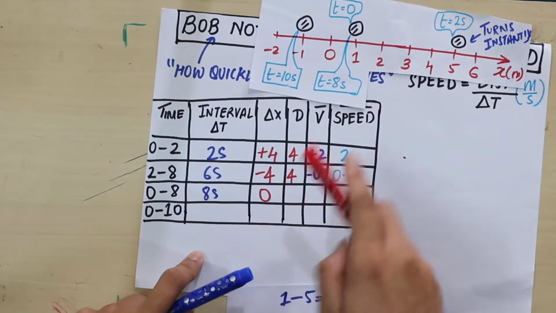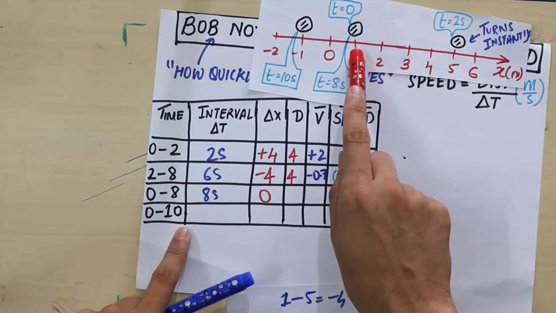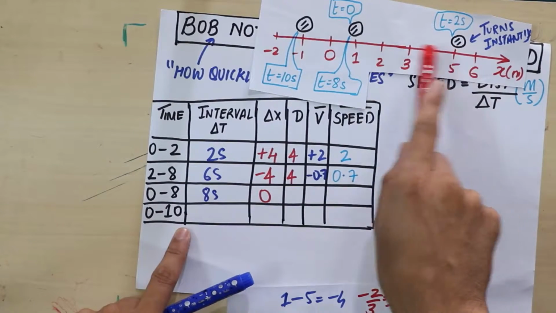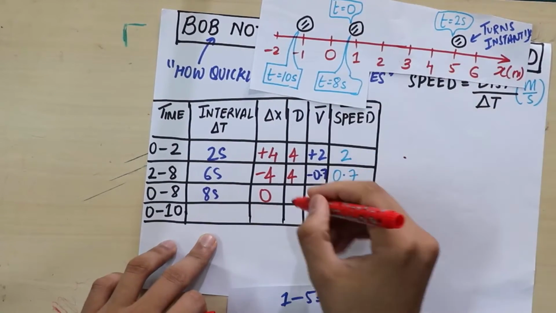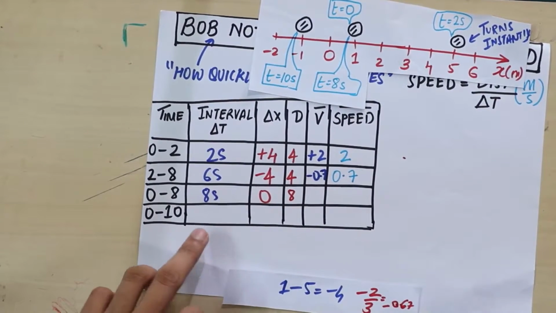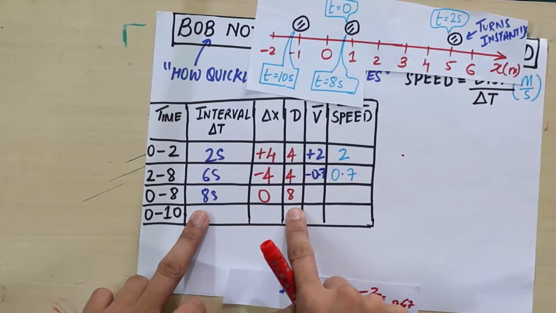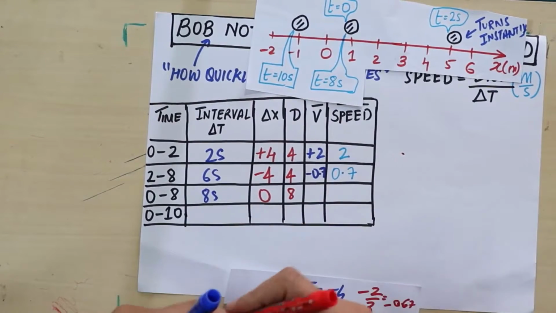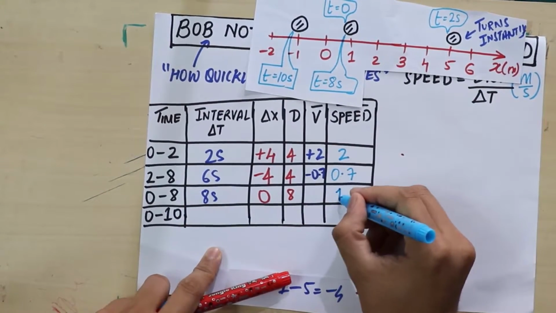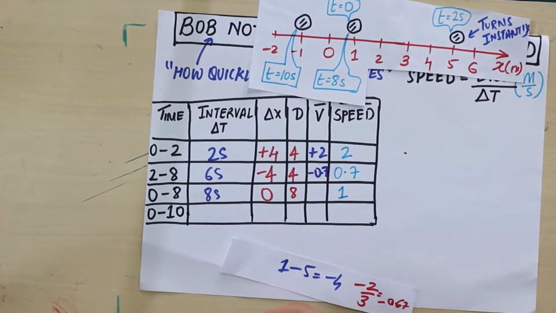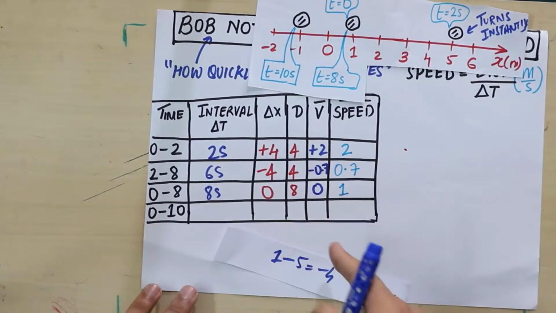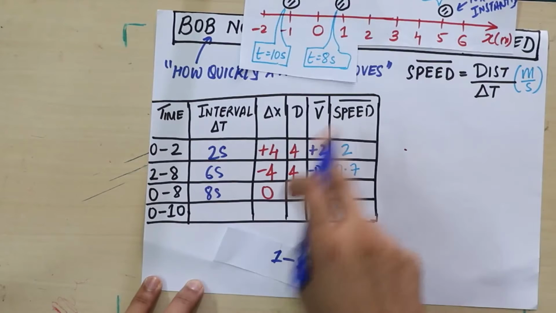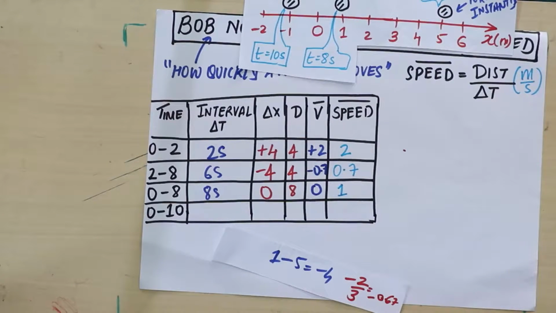What is the distance traveled from 0 to 8 seconds? Well, he first travels a distance of 4 meters towards the right. Then he again travels back 4 meters. So the distance traveled is 4 plus 4. It's 8 meters. So 8 divided by 8 gives me 1. So the speed turns out to be 1 here, but the average velocity turns out to be 0. You see that? That's the distinction between average velocity and average speed. Average velocity can be 0, but average speed need not be 0.